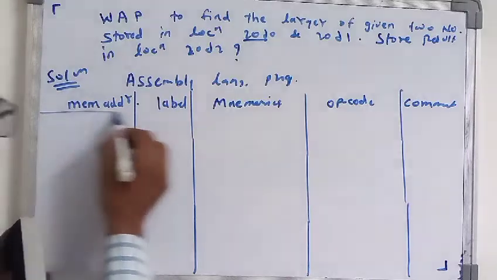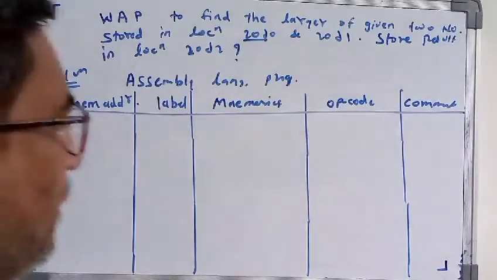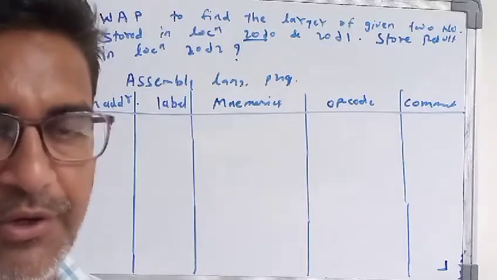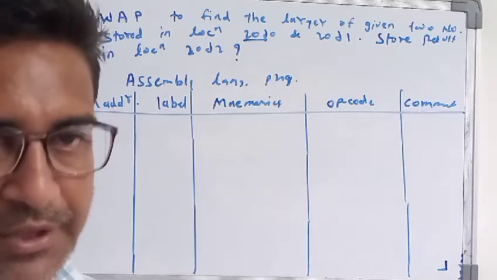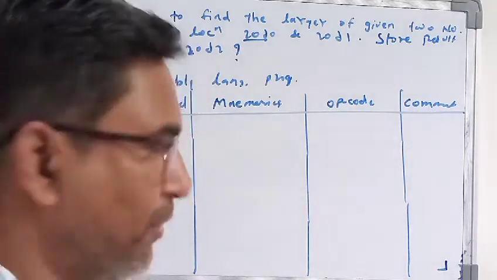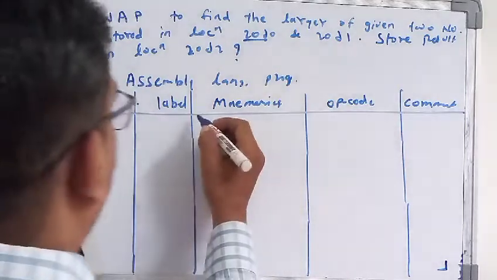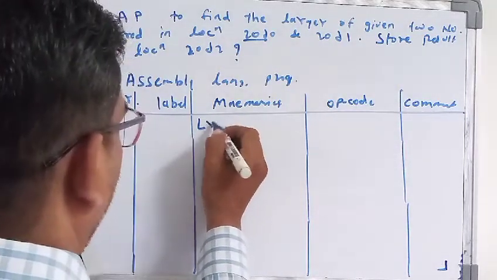We have made the block like this. Now we have to write down the instructions, which are very important. What is the first thing you have to do? You have to initialize the location. For initialization, you have to load that value. So the instruction is LXI H.